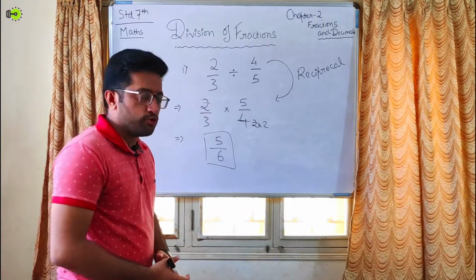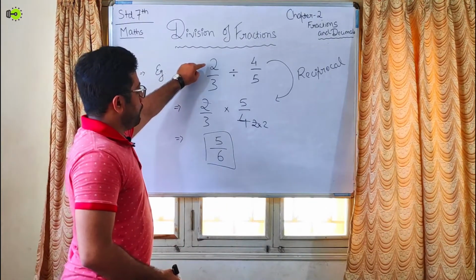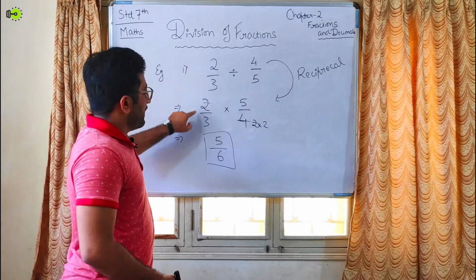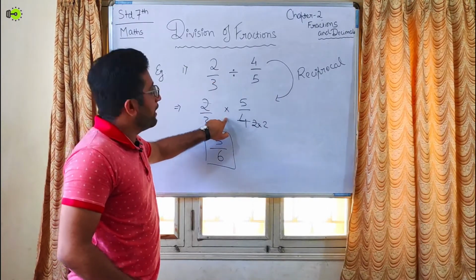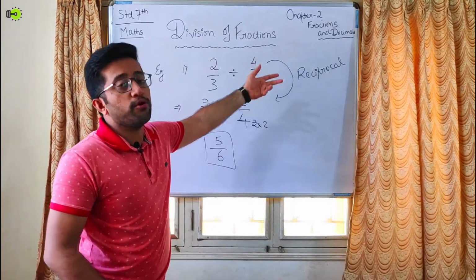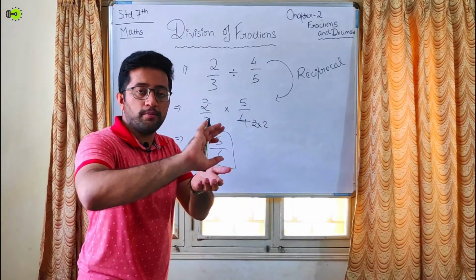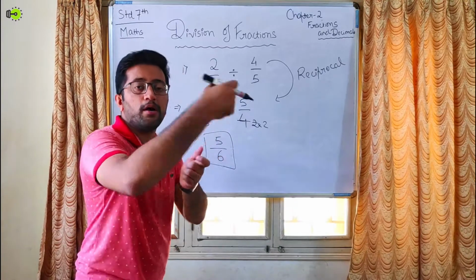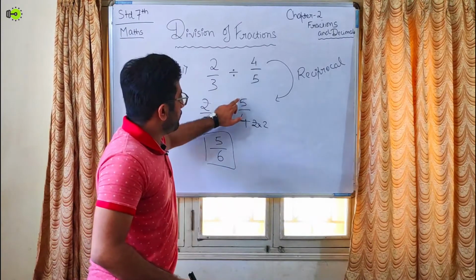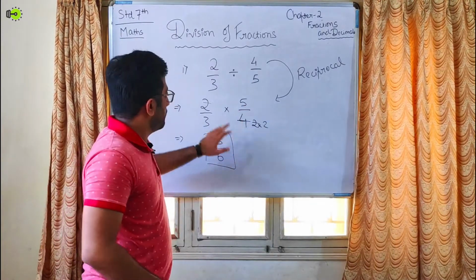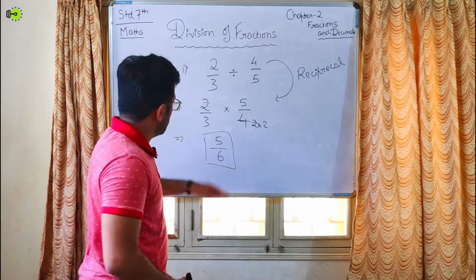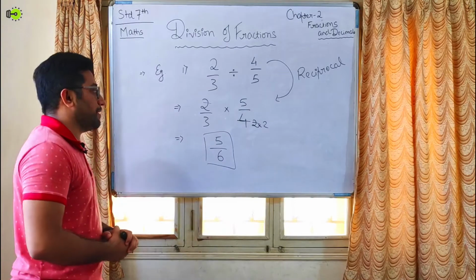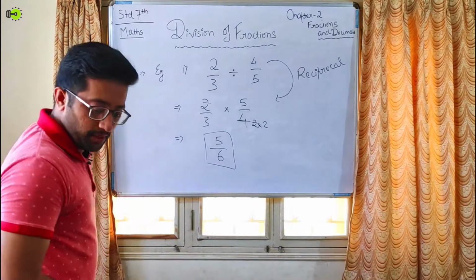Let me once again recapitulate it. First of all, we will write down the first number as it is. Now we will change this division sign into multiplication, and put the other number in reciprocal form. Reciprocal means we need to turn the number upside down. This will be 5 and this will be 4 here. Now simple routine, that is we need to cut down the common terms and write the final answer, that is 5 by 6 in this case. So please make a note.